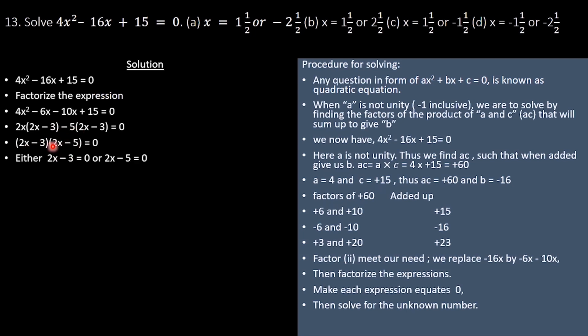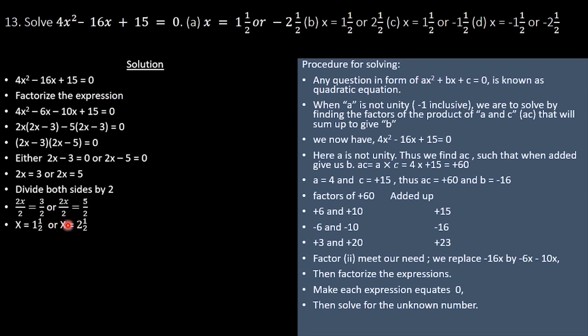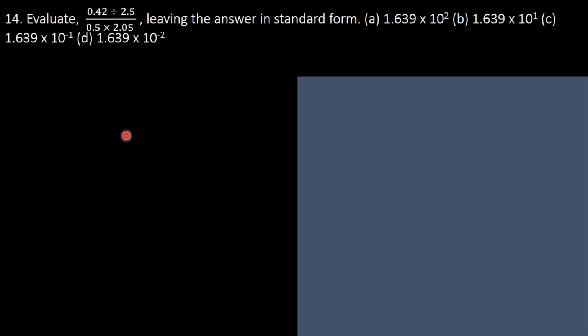Let's make these terms equal 0. You now have 2x minus 3 is equal to 0, or 2x minus 5 is equal to 0. When you collect the like terms, you have 2x is equal to 3, or 2x is equal to 5. Then divide both sides by 2. You now have x is equal to 1 and 1 over 2, or x is equal to 2 and 1 over 2.